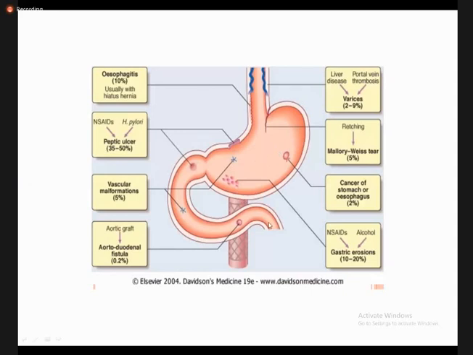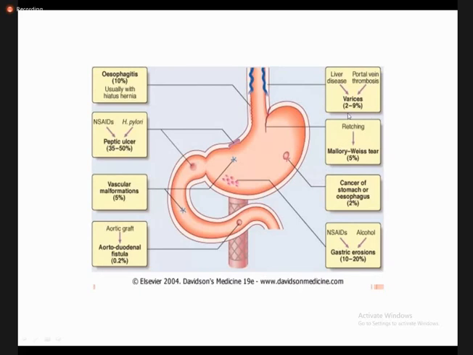This diagram highlights the causes again according to the frequency. In the esophagus, esophagitis accounts for 10%. The most common cause is the peptic ulcer, which can be H. pylori induced or NSAIDs induced. NSAIDs are non-steroidal anti-inflammatory drugs. These are very common drugs which are used by the patients for the relief of pain. So NSAID-induced peptic ulcer accounts for 35 to 50% of the cases, making it the most common cause of the GI bleed.